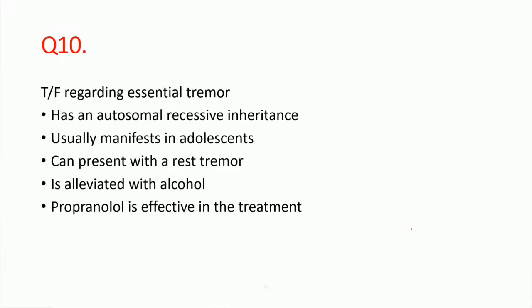Essential tremor is autosomal dominant inheritance. There is autosomal dominant inheritance.